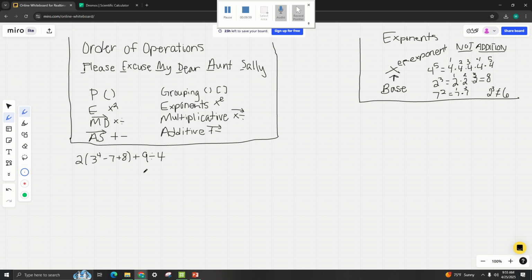So let's go ahead and see this. I'm going to ignore everything outside of the parentheses and just do what's in my parentheses for now. So I look at my parentheses and I see, oh, I have an exponent here. That comes before anything else in my order of operations, so I'm going to do that first. So I'm going to do that up here. I have 3 to the 4th power. So that's going to be 3 multiplied by itself 4 times. So that's 1, 2, 3, 4 3's multiplied together.